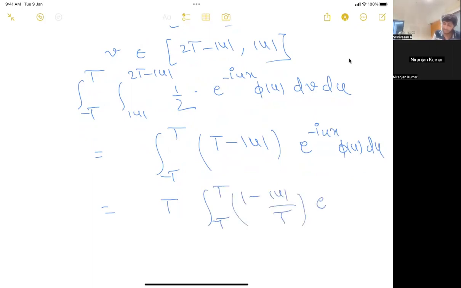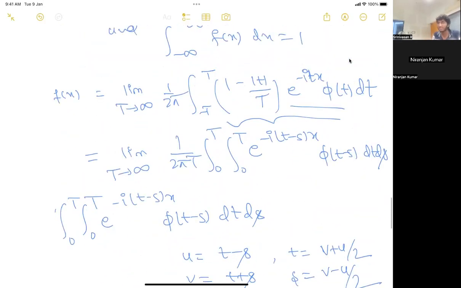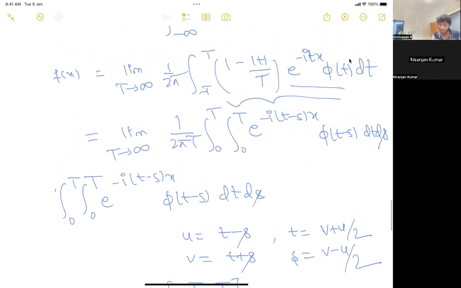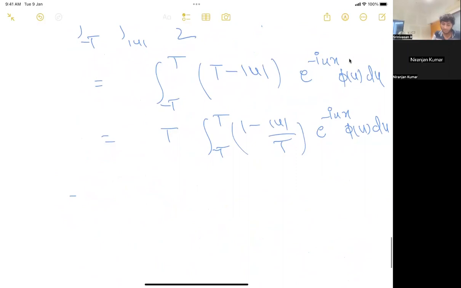Now we just change the variable to t, which was being used earlier. So you'll see that this integral is actually equal to that. So it's just a change of variable. So we have proved that that is actually equal to this.